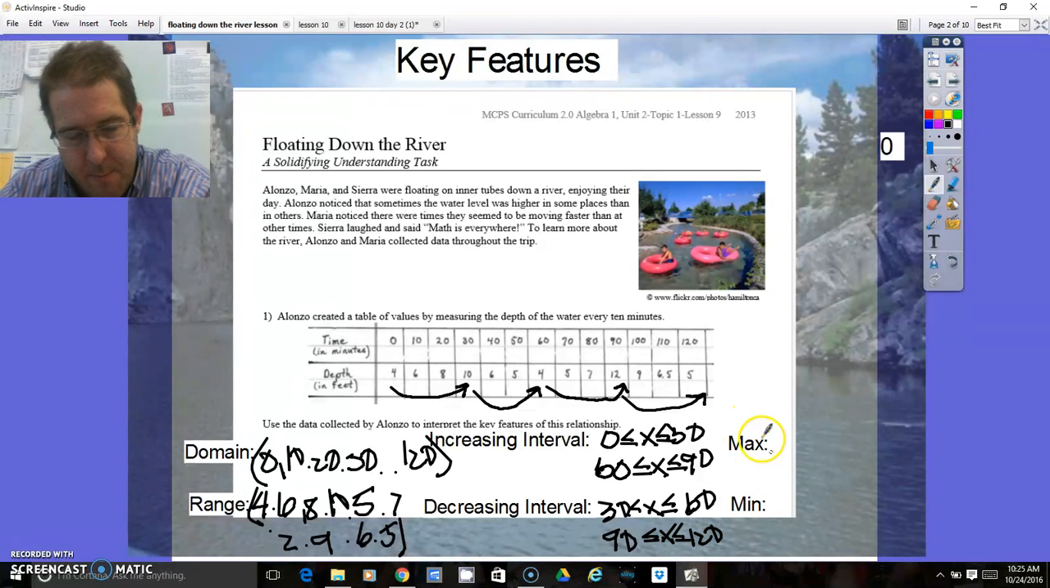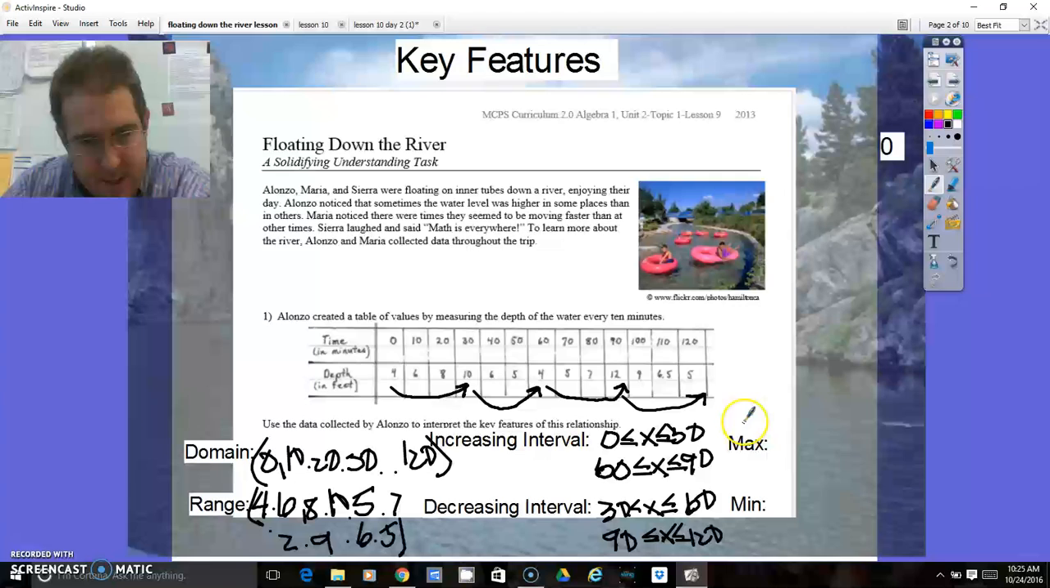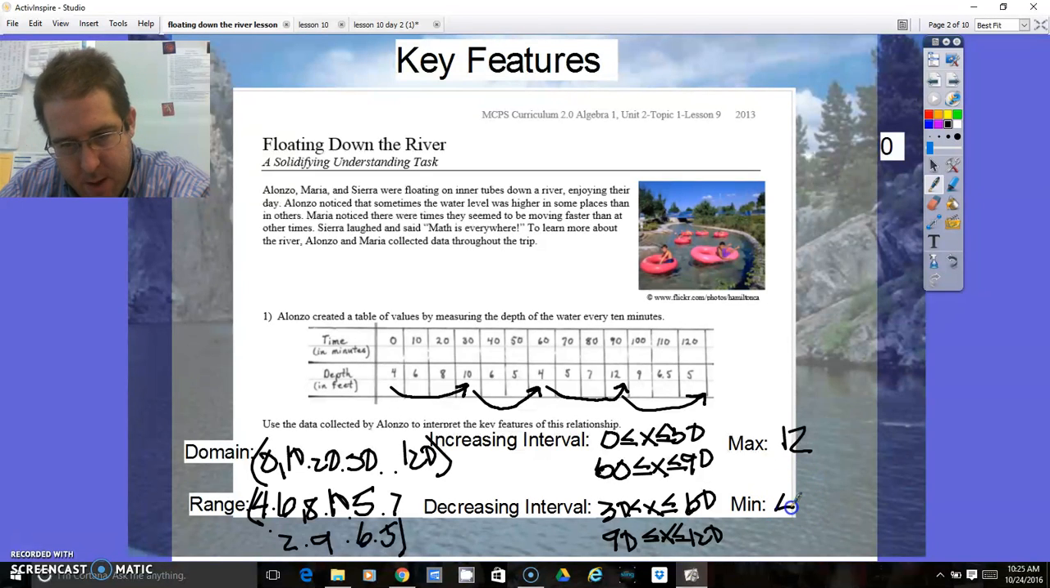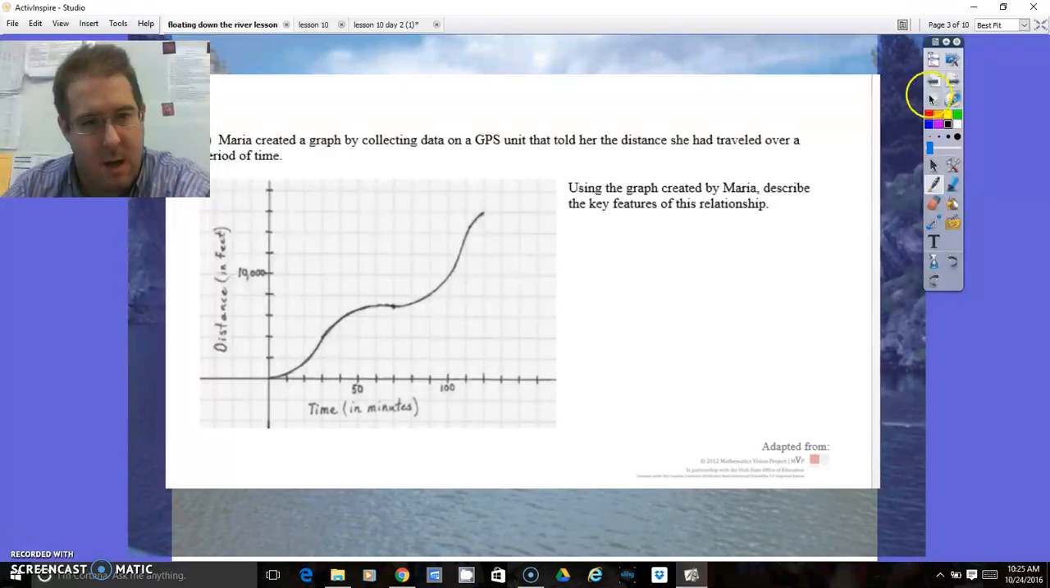All right, maximum, minimum. Maximum just means the highest. So we're talking about range if we're talking about height. So it looks like 12 is the maximum, and the minimum, 4, I believe, is the minimum depth. That's not very deep.